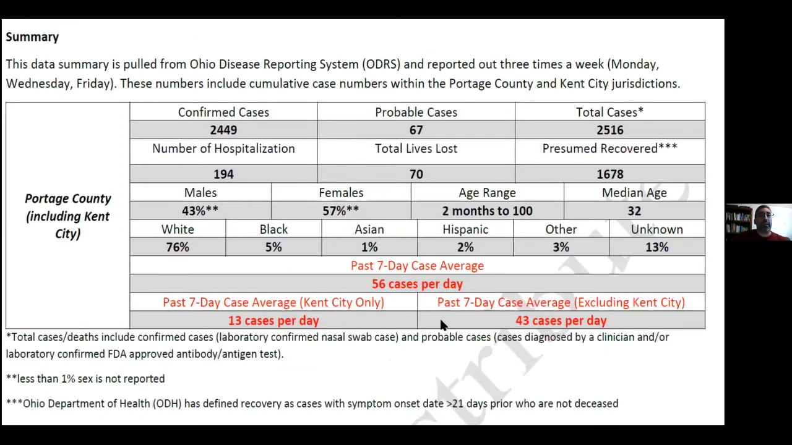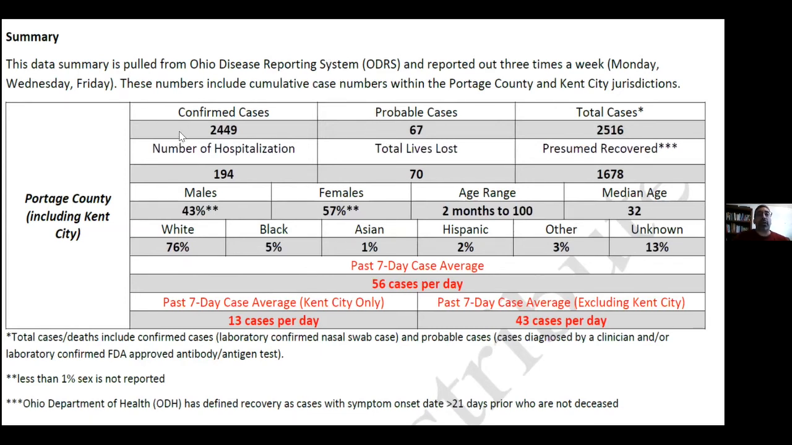So here's the data that we pull from what's called the ODRS, or Ohio Disease Reporting System. It's reported out 3 times a week. These are cumulative case numbers within 2 districts. One is Portage County, which does not include the city of Kent. As you may know, the city of Kent has its own health department. But this is combined here at the top.